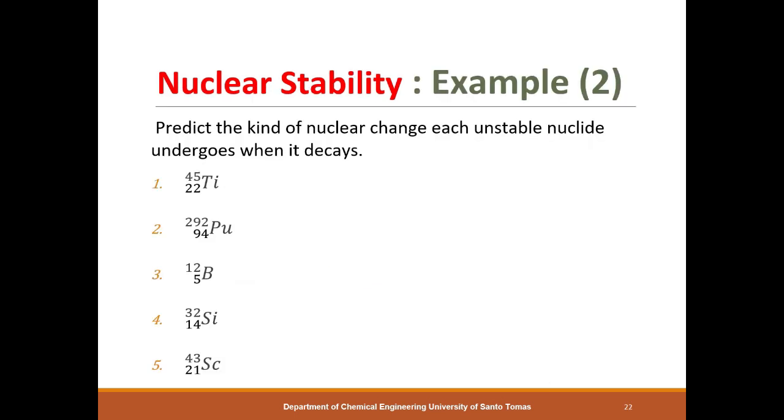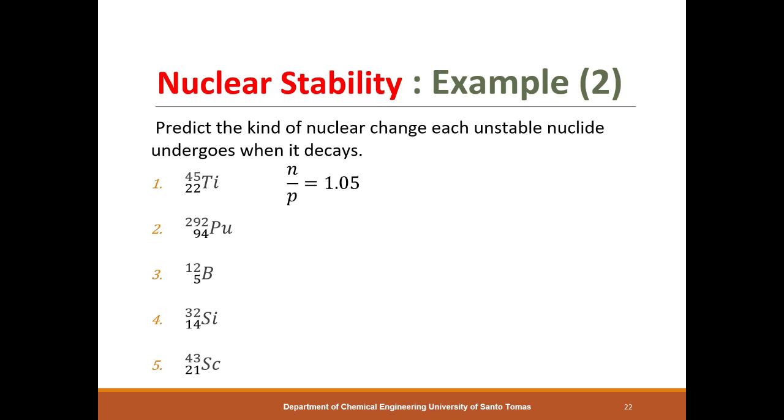Let us answer example 2. Here we are to predict the kind of nuclear change that each unstable nuclide undergoes when it decays, given its atomic number and mass number. For number 1, we have titanium-45. This nuclide has a neutron-to-proton ratio of only 1.05, which is much less than the requirement for stability for an element with an atomic number in this range.